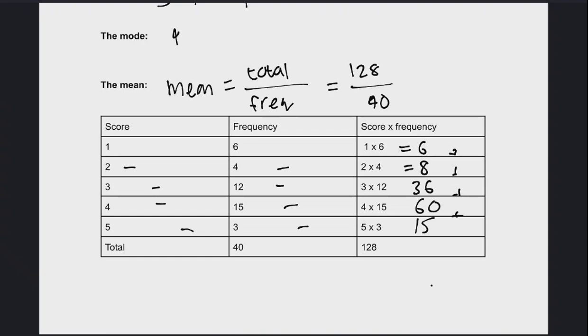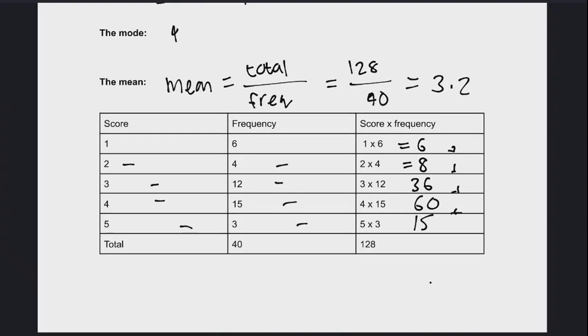So now we have both sides of that fraction. You can simply put into your calculator 128 divided by 40, and that is going to be equal to 3.2. So that's how we calculate a mean.